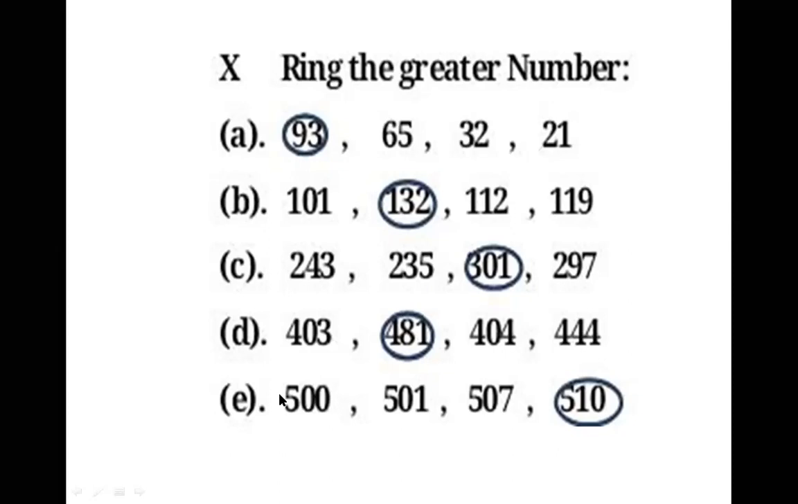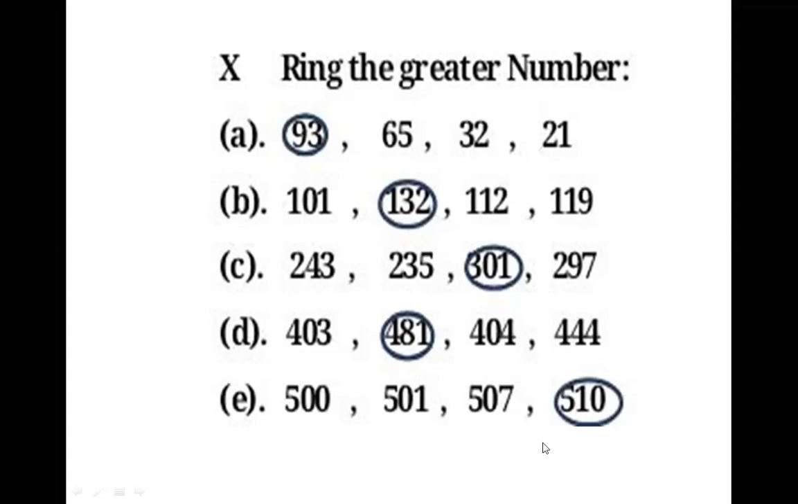And now come back to E. Here: 500, 501, 507, 510. Which is the bigger, my dear? I told you, first you must see the first digit. See here, 5, 5, 5, 5. Then go to the next digit. Here 0, here 0, here 0, here 1. So this is the greater number.